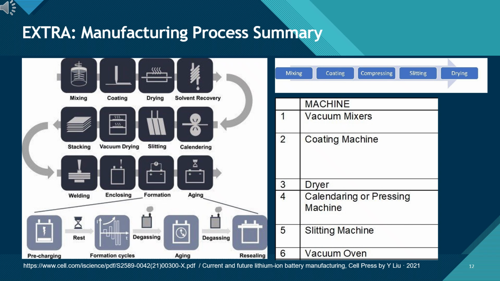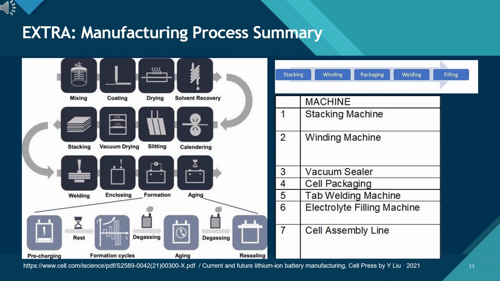After this, the electrodes undergo slitting, where slitting machines cut them into precise widths suitable for stacking or winding. Finally, drying or vacuum ovens are used to remove residual solvents and moisture, ensuring the electrodes are stable before cell assembly. Each of these stages requires specialized equipment: vacuum mixers, coating machines, dryers, calendering presses, slitting machines, and vacuum ovens. Together, they form the backbone of high-quality electrode preparation, directly impacting the performance and safety of the final battery cell.